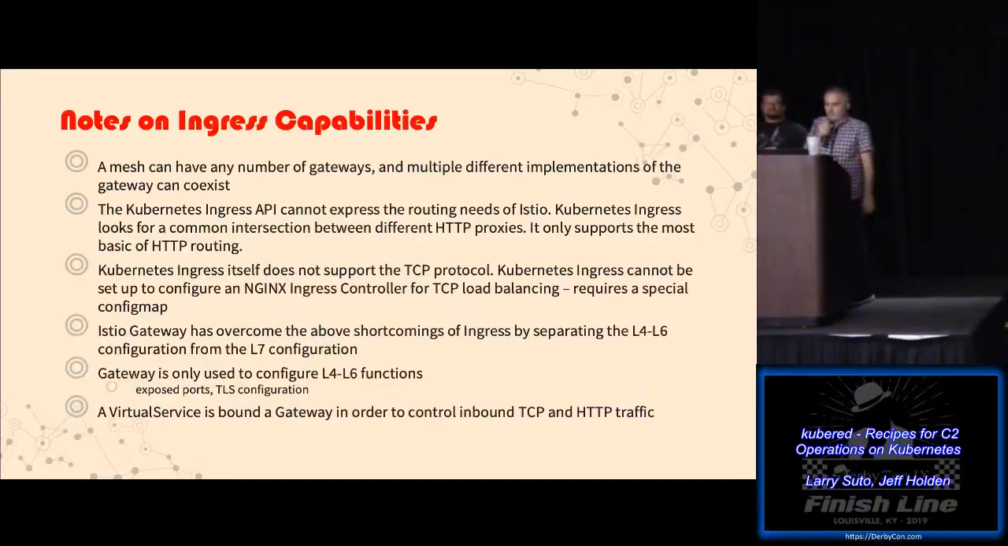Okay, so some notes on ingress capabilities. A mesh can have any number of gateways, and multiple different implementations of the gateway can coexist. The routing API expresses the routing needs of Istio, and the Kubernetes ingress is focused on HTTP. That's why this service mesh is better, because you have the full gamut of TCP. And if in your C2 infrastructure you're using phishing servers, DNS and such, it's good. Let's see what else here.